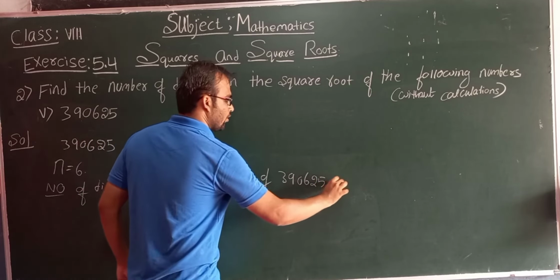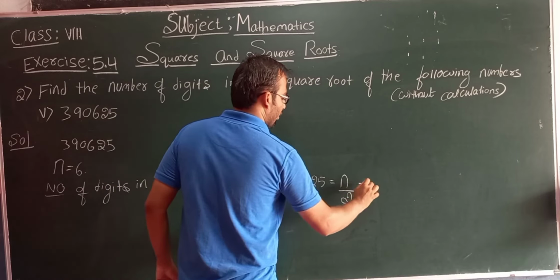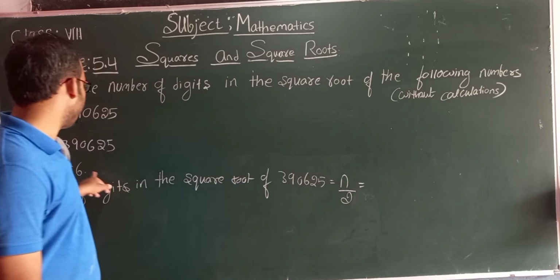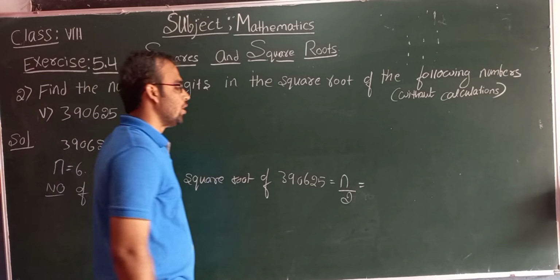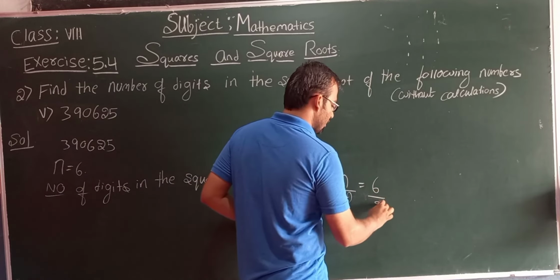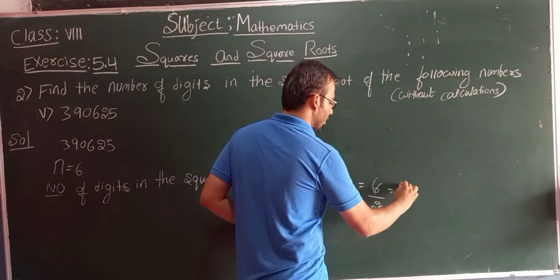390625 is equal to n by 2. Why n by 2, students? Because n is an even number. Okay, so here n is 6. 6 by 2 is 3.